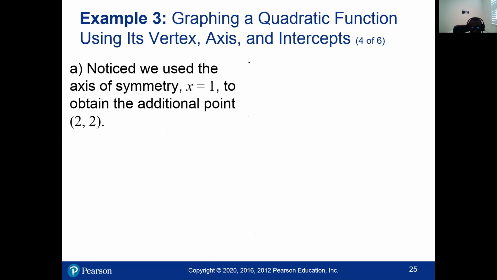The vertex has the coordinates 1, 4. The axis of symmetry is x equals 1. The y-intercept is 0, 2. The x-intercepts are 1 plus square root of 2 comma 0, and 1 minus square root of 2 comma 0. Now, how do we use this to graph?